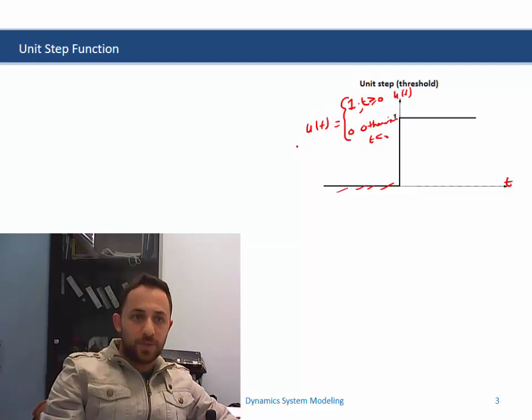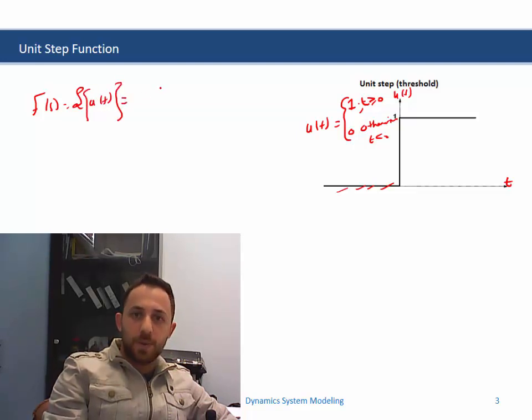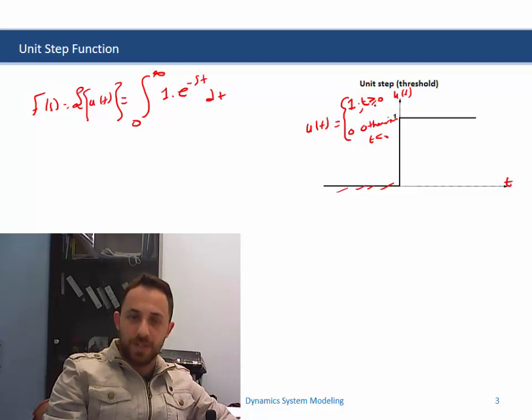Now, if we are asked to find the Laplace transform of this unit step function, let's denote it by F of s, the Laplace of u of t. It is equal to the integral from 0 to infinity of 1 multiplied by e to the power minus s t, dt. We took only the 1 because we are interested from 0 to infinity.